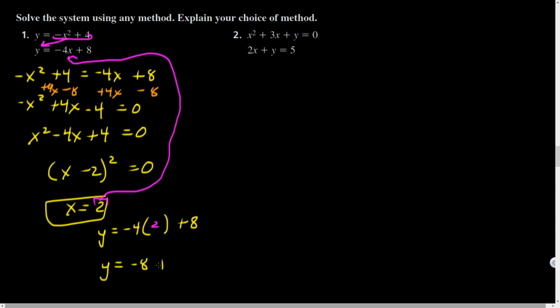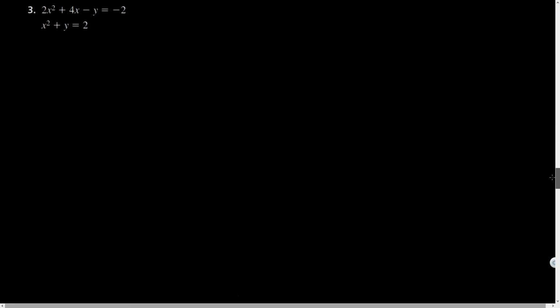All right, y equals 0. There's another one for you. Solution is 2, 0. This one here, you could do substitution. You could eliminate, get one of those opposite y's. That one's not a bad one.